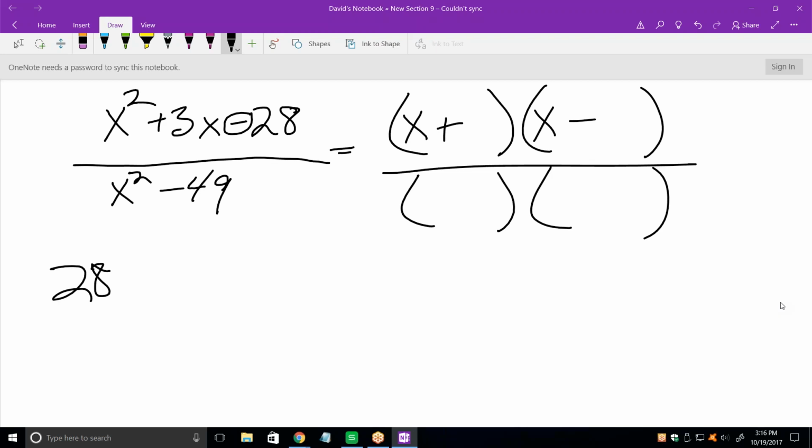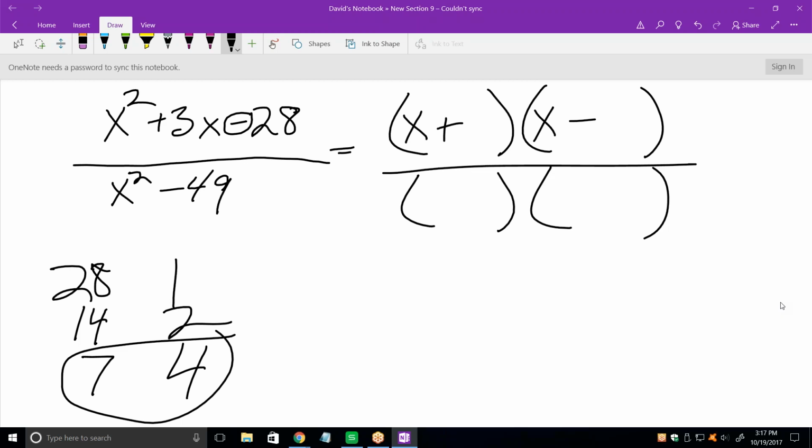Now let's figure out factors of 28. Next row. 14 and 2. Next row. 7 and 4. That's all we need. Even if there were more, we wouldn't need to look at them. I think those are the only 3 sets of factors. But we were looking for factors that subtract to 3. Now, which goes with the 7 and which goes with the 4? The plus or the minus? X plus 7, x minus 4.